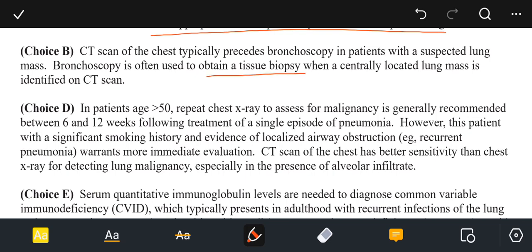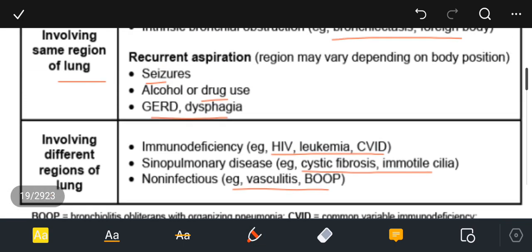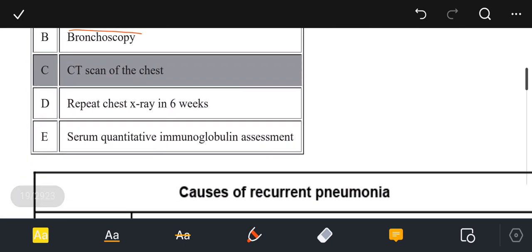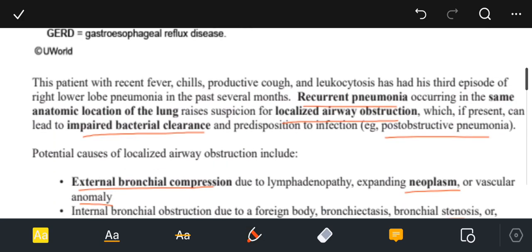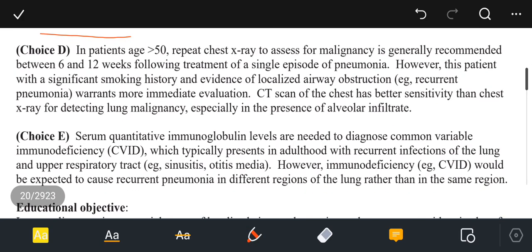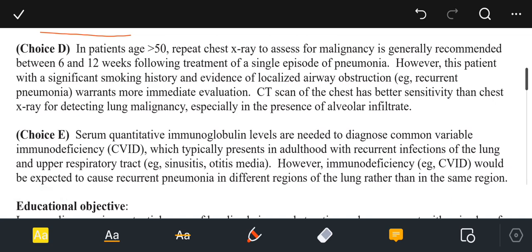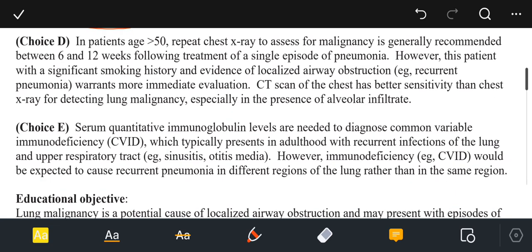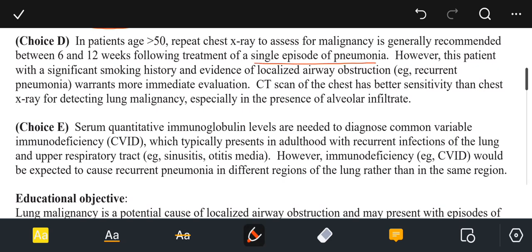Bronchoscopy is often used to obtain a tissue biopsy when a centrally located lung mass is identified on the CT scan. Choice D, that is repeat chest X-ray in 6 weeks. So this was not the option of choice because in patients more than 50 years of age, repeat chest X-ray to assess for malignancy is generally recommended between 6 and 12 weeks following a single episode of pneumonia. However, in this patient with a significant smoking history and evidence of localized airway obstruction, for example the recurrent pneumonia, warrants more immediate evaluation. CT scan of the chest has better sensitivity than the chest X-ray for detecting lung malignancy, especially in the presence of alveolar infiltrate.